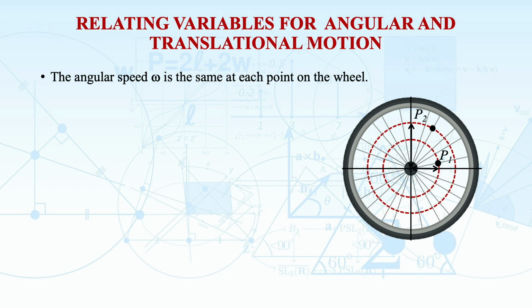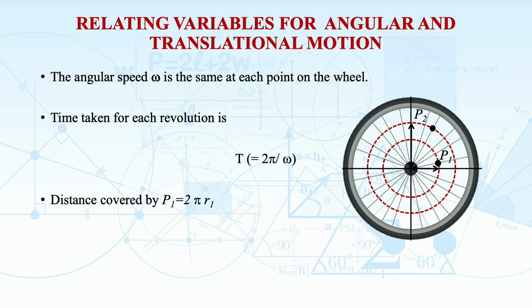So, we know that the angular speed is the same for both P1 and P2. We don't have to think about that. Now let us just calculate what is the time taken for each revolution. We have already discussed this earlier, and this time is nothing but 2 pi by omega, where omega is the angular speed for each of these points.